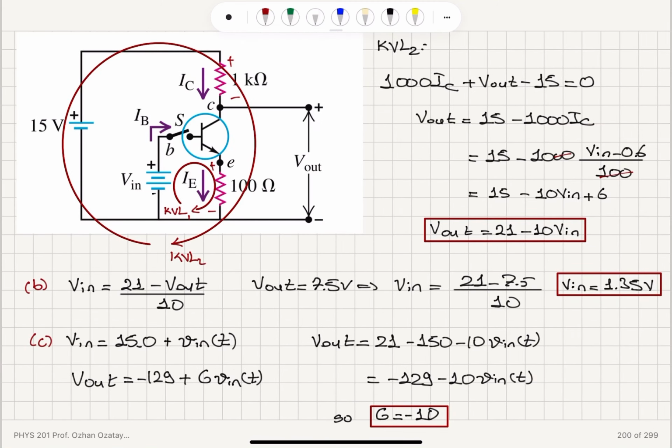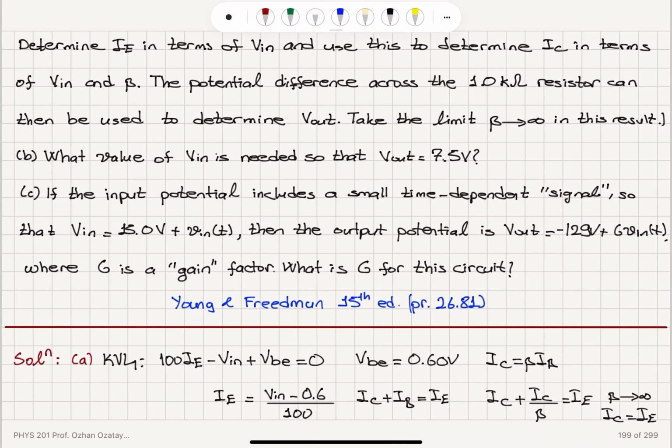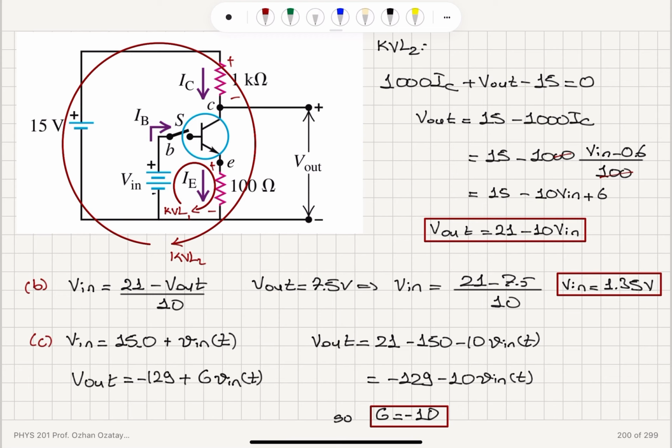So I write Kirchhoff voltage law 2 here for this loop. 1000 IC plus V out minus 15 is equal to 0. So that's this loop. And V out is 15 minus 1000 IC. For IC, I substitute IE, which is V in minus 0.6 over 100. And this allows me to write V out as 21 minus 10 V in. Substituting V out 7.5 volts, I find that V in should be 1.35 volts.